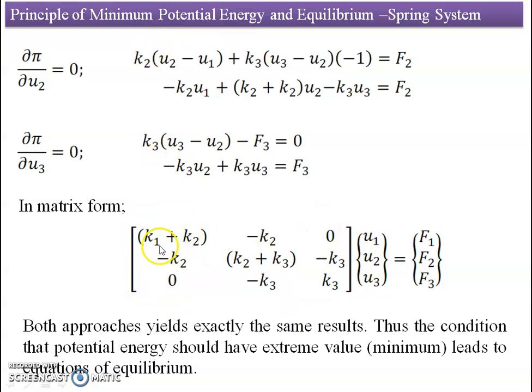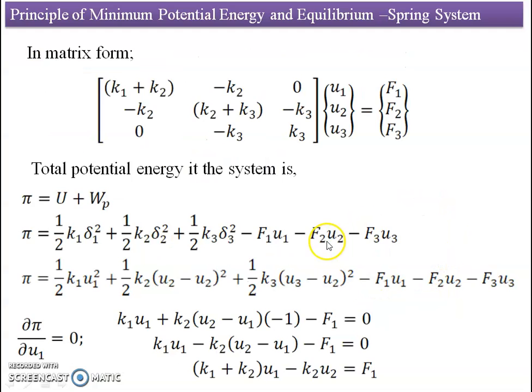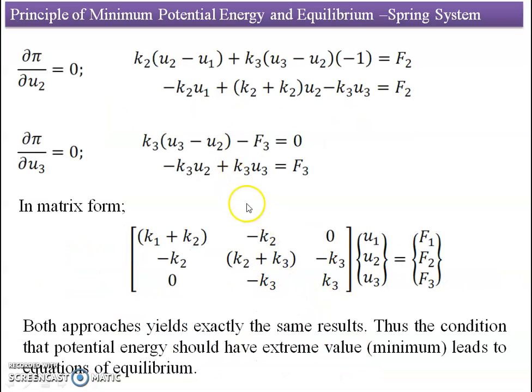Again I will get the matrix: K1 plus K2, minus K2, 0; minus K2, K2 plus K3, minus K3; 0, minus K3, K3. This is said to be the constant matrix of spring constants, and here we will get the displacement vector, and here we will get the force vector. If we compare with the previous equation, they are the same. Both approaches yield exactly the same result.